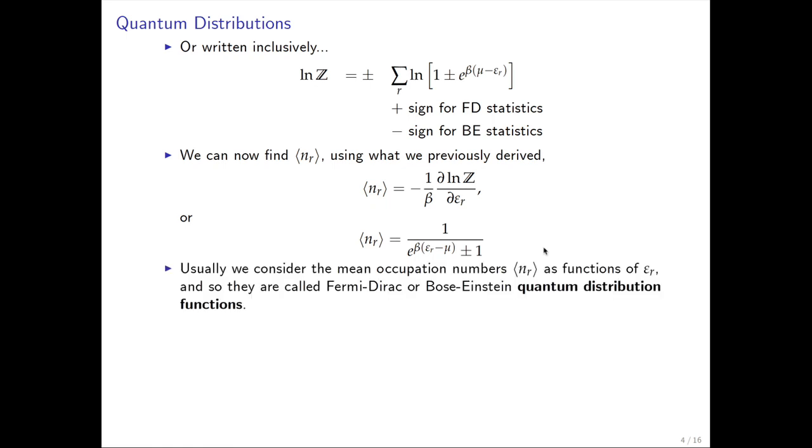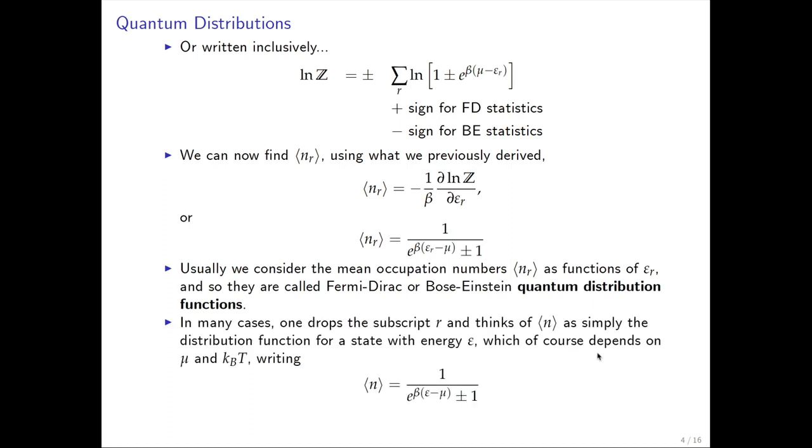And I should say, usually you think of this mean occupation number as a function of the energy here, once you've specified the temperature, or beta, and the chemical potential. So you think of this as a kind of function, and because of that, this result is also called a quantum distribution function. So I'll use that terminology as well. I'll say distribution function, and you'll know I'm talking about the mean value of the occupation number.